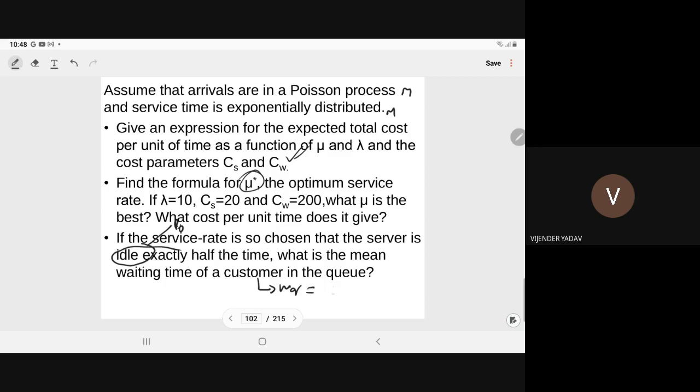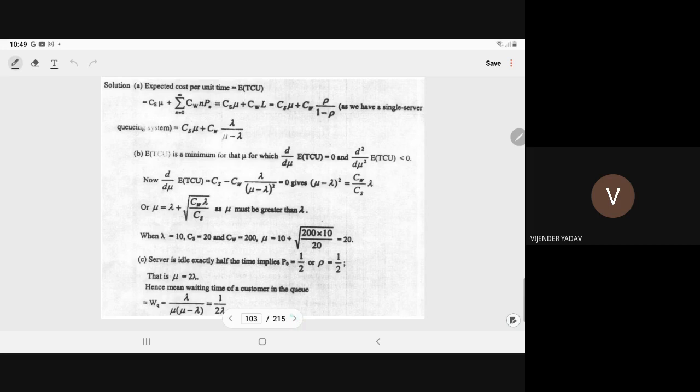So waiting time in the system W is 1 upon mu minus lambda. For the queue, it is lambda upon mu into mu minus lambda. So just put the value: lambda upon 2 lambda minus lambda. Lambda and lambda cancel out, so we have 1 upon 2 lambda. That will be our expected waiting time in the queue. Clear? So according to the question, you have to proceed.